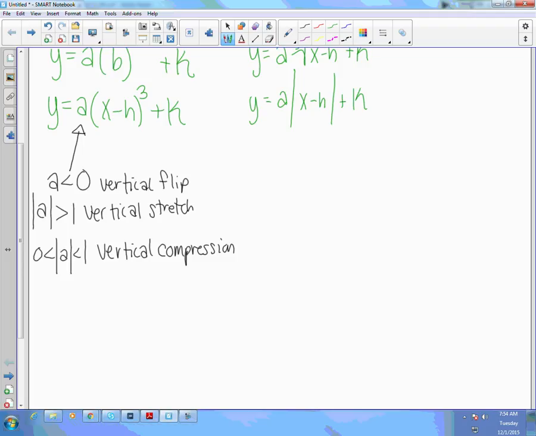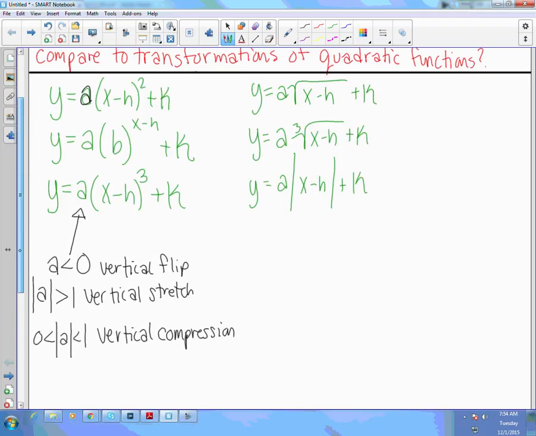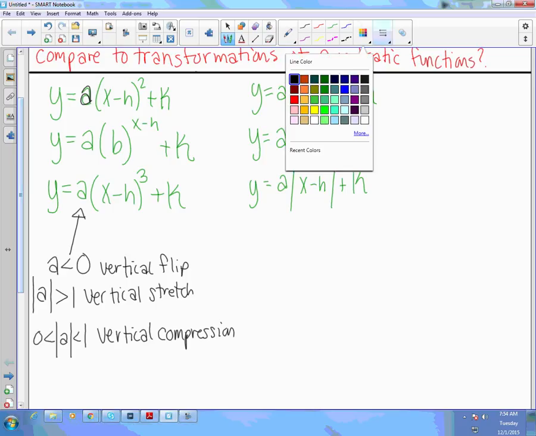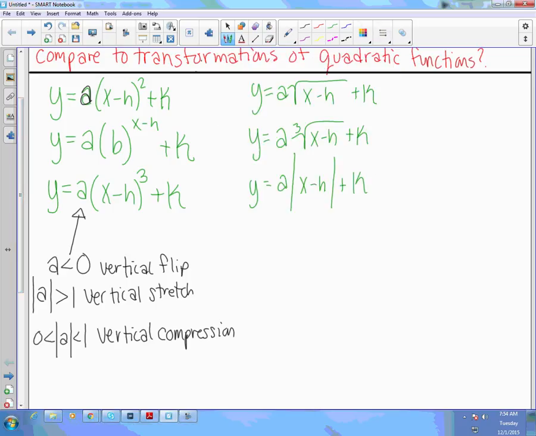Vertical compression. Okay. No matter what type of function we have, if there's a multiplier in front of the function, it will do the same thing to the graph. We already know what the h does to the quadratic function. Guess what? It's going to do the same thing, even on a cubic. h does something, k does something. Again, remember what h does to the graph.